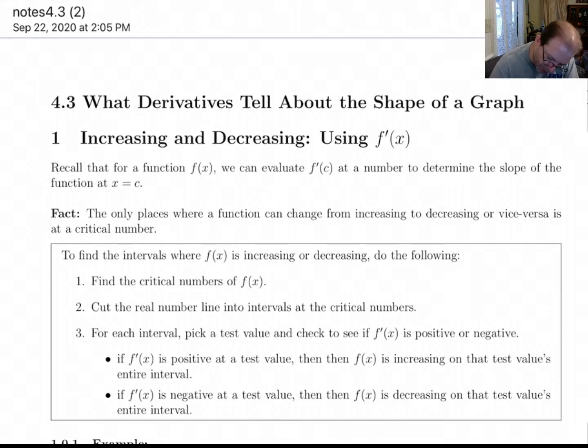Remember, critical numbers happen in places where the derivative is 0, like this, or in places where the derivative is undefined, where you have a sharp corner, maybe something that looks like that. So let's do an example.